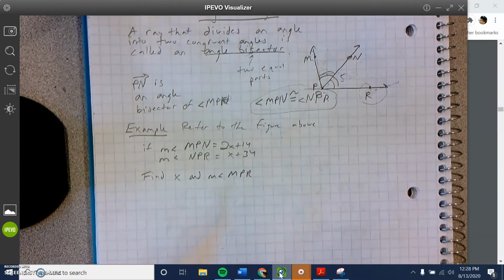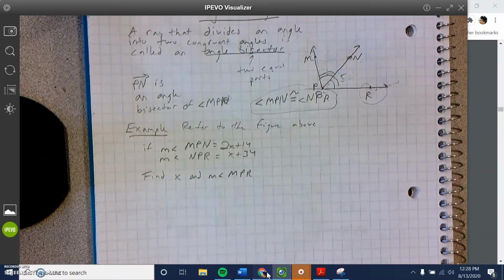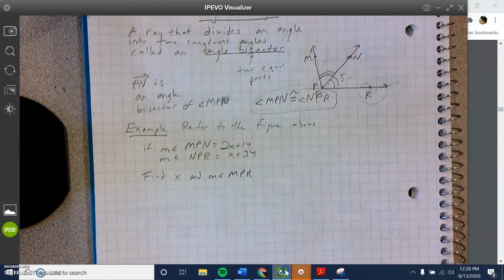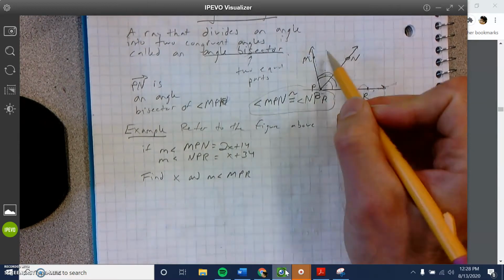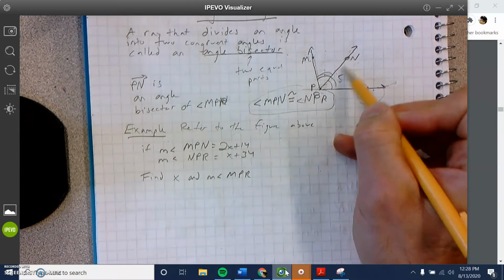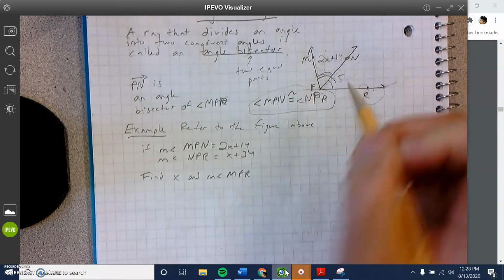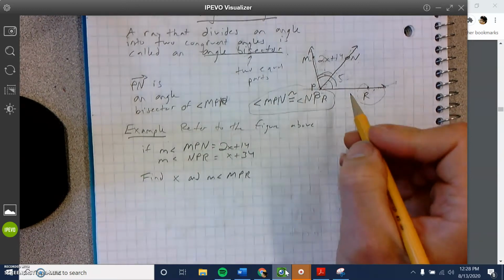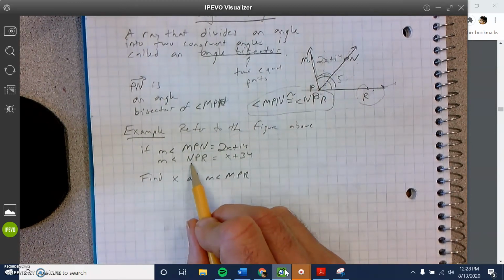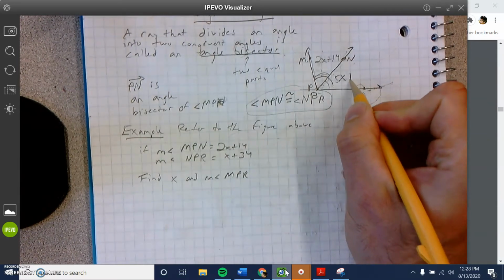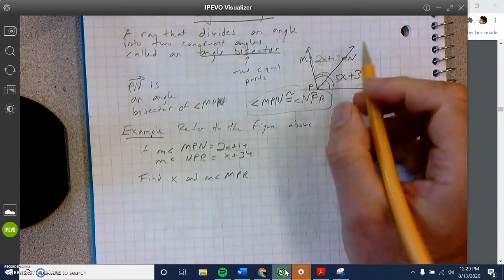All right, refer to the figure above. Example. So I'm going off of this example right here. I'm writing this down, this bold-faced writing. Pause the video if you need. Cool. All right. If the measure of angle MPN, that's this angle right here, is 2x plus 14. Always label your picture. That's the first thing you always do. And NPR is x plus 34.